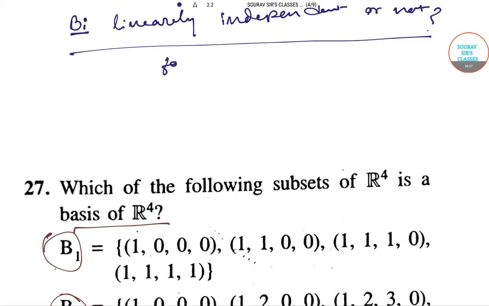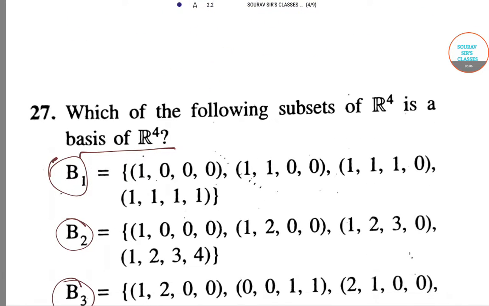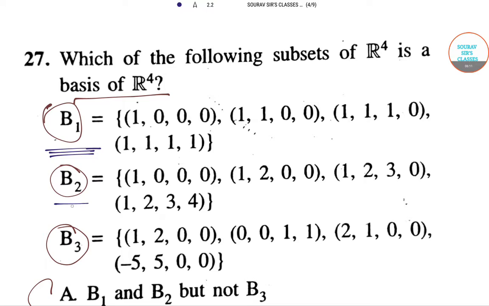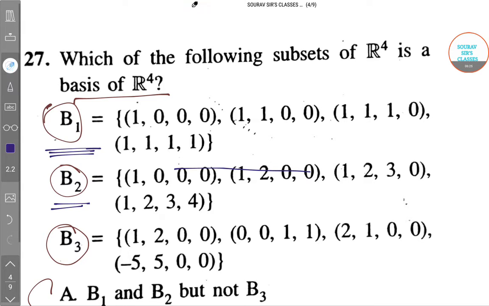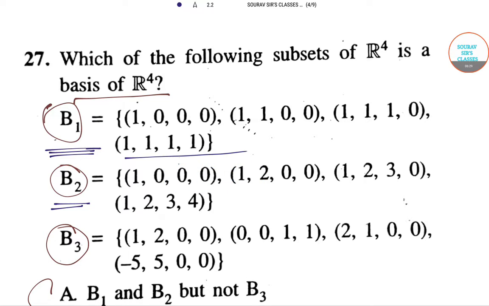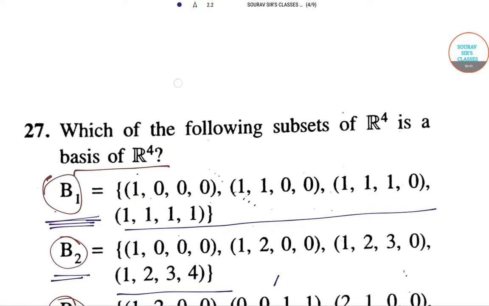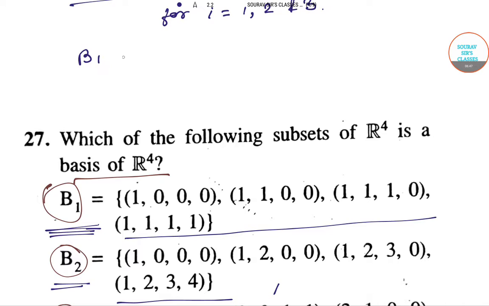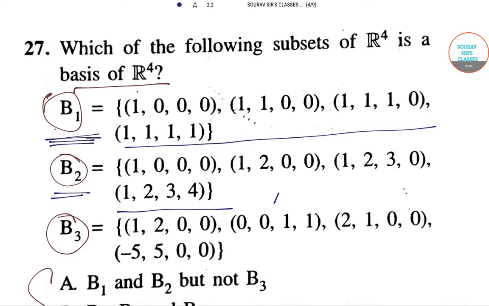For i equal to 1, 2 and 3. Here B1 and B2 are clearly independent sets, as the determinant of the matrix formed by the vectors of B1 and B2 is non-zero. So B1 and B2 are bases.